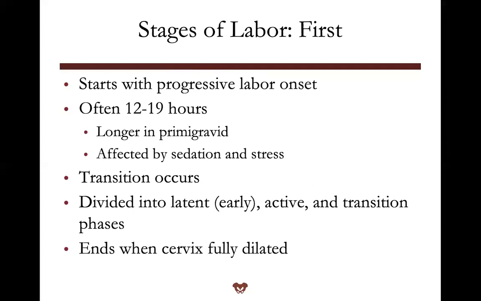And the first stage of labor is divided into the latent or early phase, which is going to be about 0 to 4 centimeters dilation, active, which is about 4 to 6 centimeters of dilation, and then transition from that 8 to 10. And so the contractions are becoming more intense and more frequent as you progress through those phases. The first stage of labor ends when the cervix is fully dilated, and that's the start of the second stage of labor.